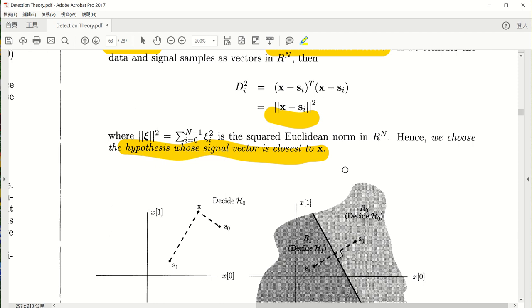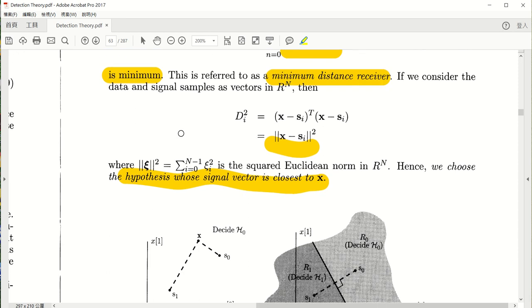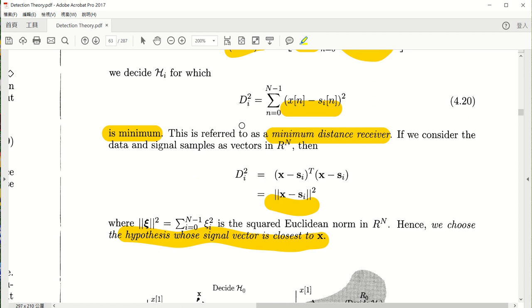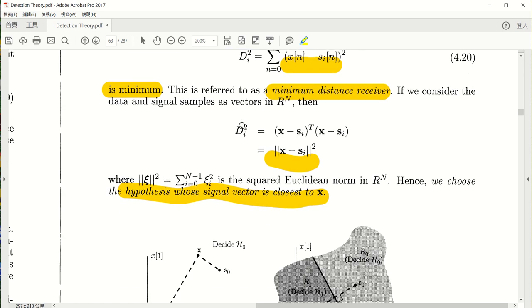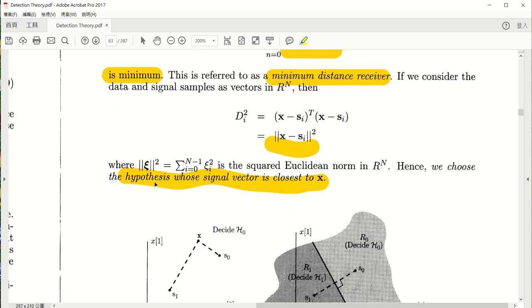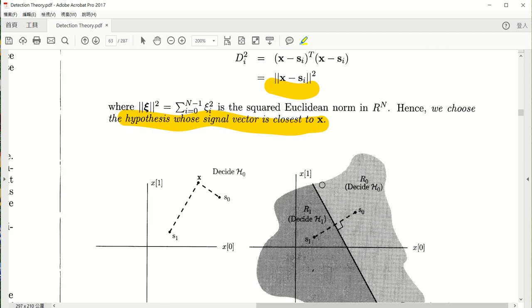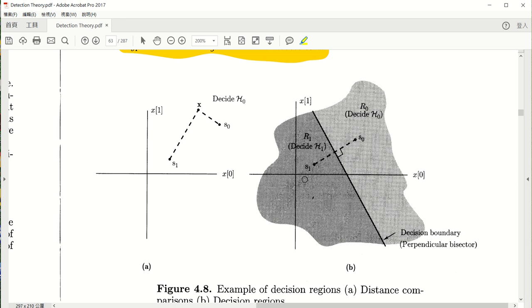So here we summarize a little bit. We try to find the Hi that has the minimum d squared, which is consistent with maximum likelihood, which is also consistent with the hypothesis whose signal vector is closest to x. So everything is intuitively reasonable now.